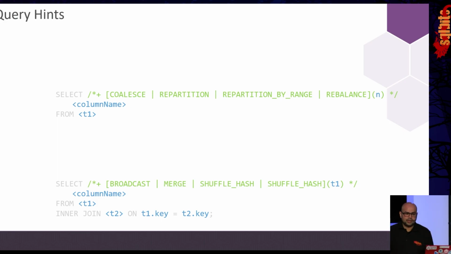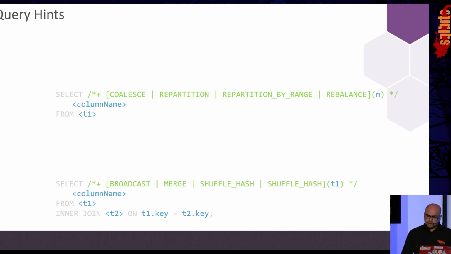Yeah, so it mentions query hints. It's a way to change the execution plans when you execute your SQL query against it. And it's quite simple. There are two different types: you've got join hints and partition hints.